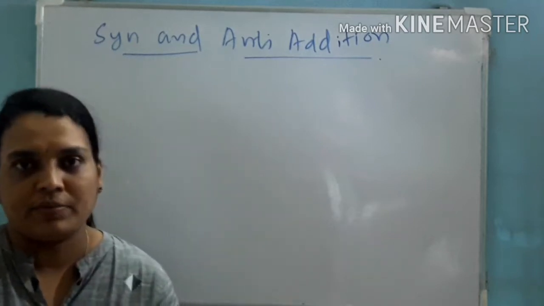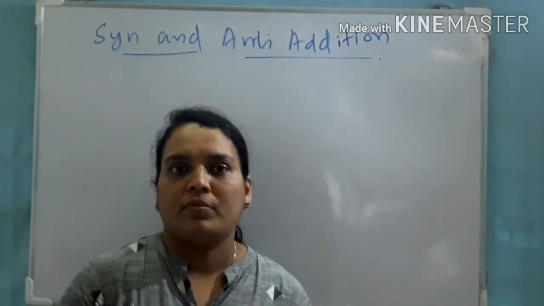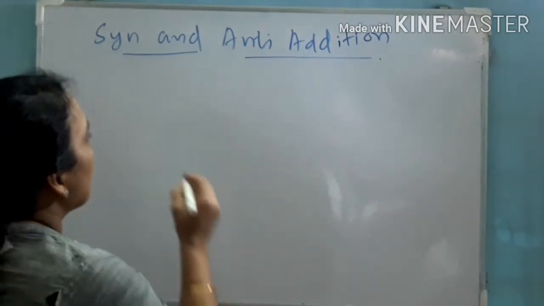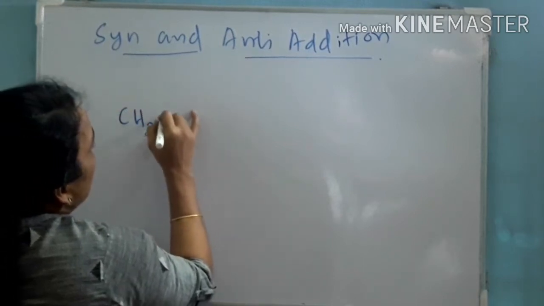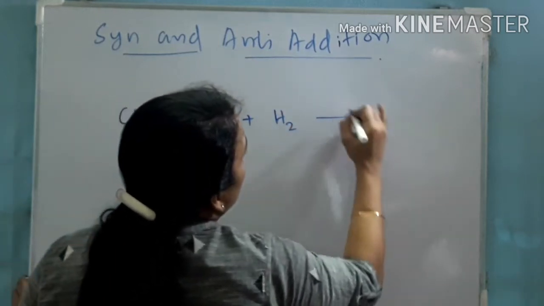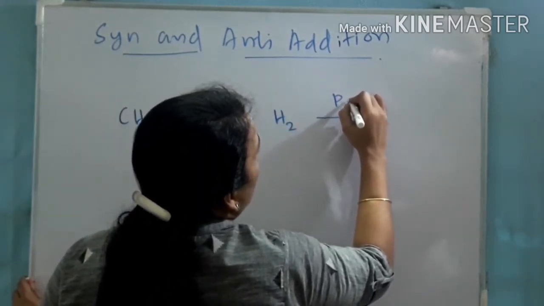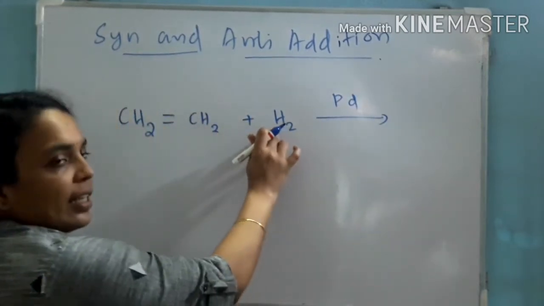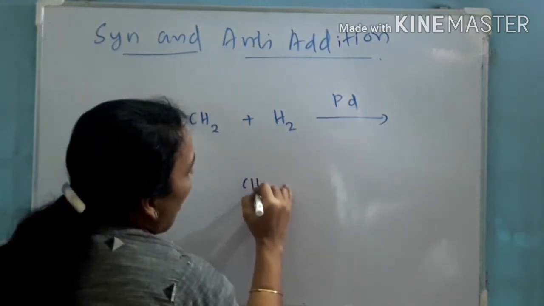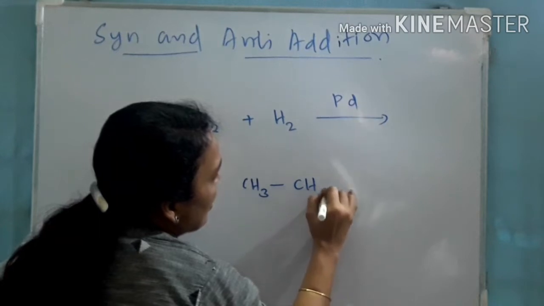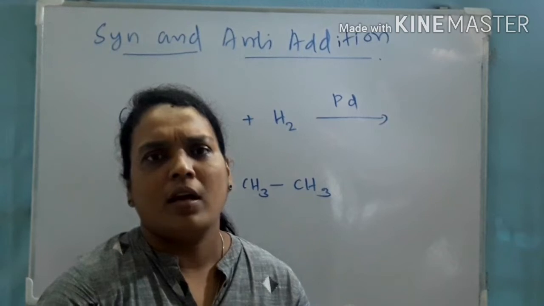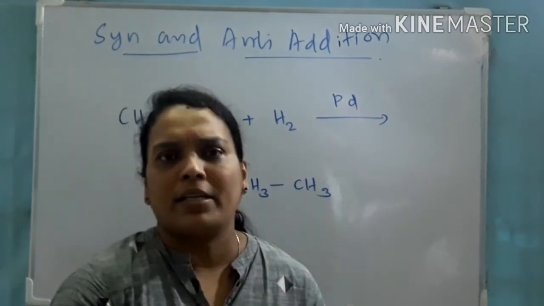Syn and anti addition. We know addition reaction. It generally happens at a multiple bond. For example, in the case of ethene, CH2=CH2 undergoes hydrogenation in the presence of palladium, platinum or nickel. One of the bonds of this double bond will break and hydrogen is added, and we have CH3-CH3. That is a simple addition reaction, a general case.